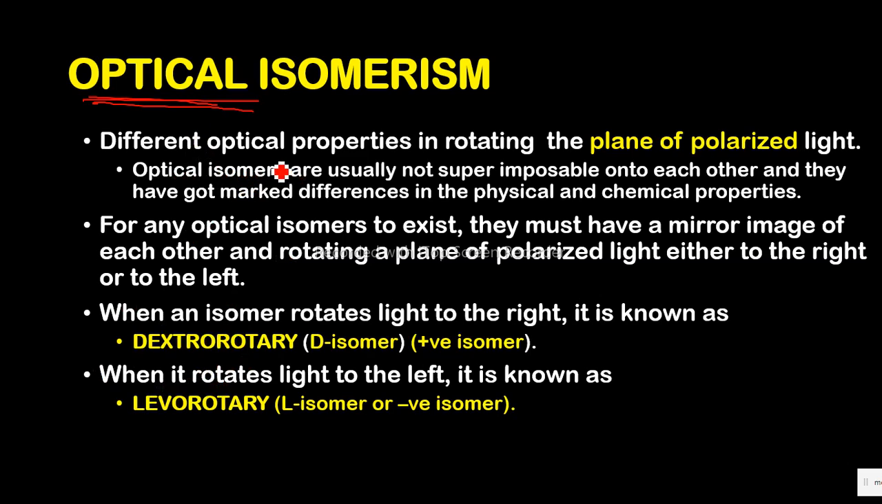they have the same structure, the same formula, they are not geometric isomers, they are not structural isomers, but the difference is that they have different optical properties. They have different optical properties in rotating a plane polarized light.